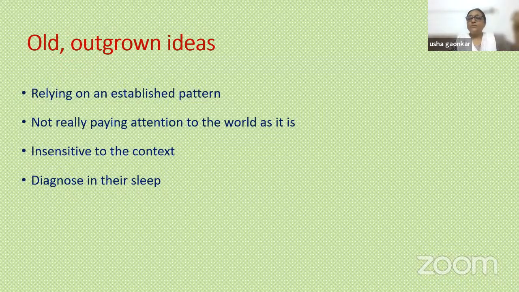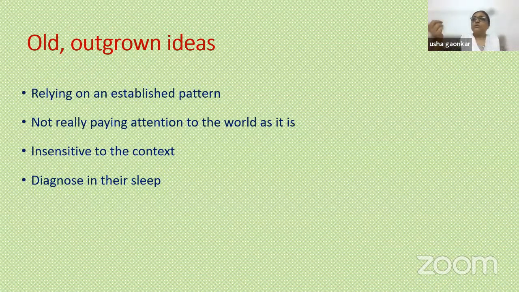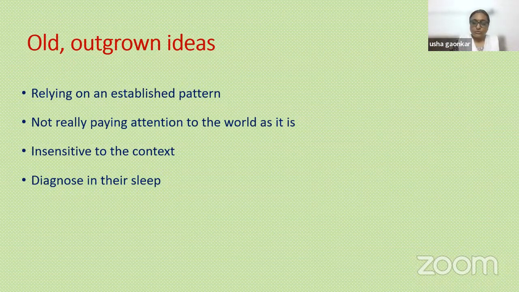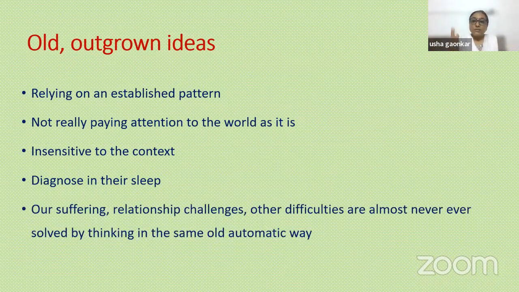If this happens, then this has to be done. This happens, and that has to be done. Because the pattern is already set in your brain, the response is quick. So there is no way for you to move out of that response, because you become rigid in that response. You're set in that response. Then our suffering, relationship challenges, and other difficulties are almost never solved by thinking in the same old automatic way.